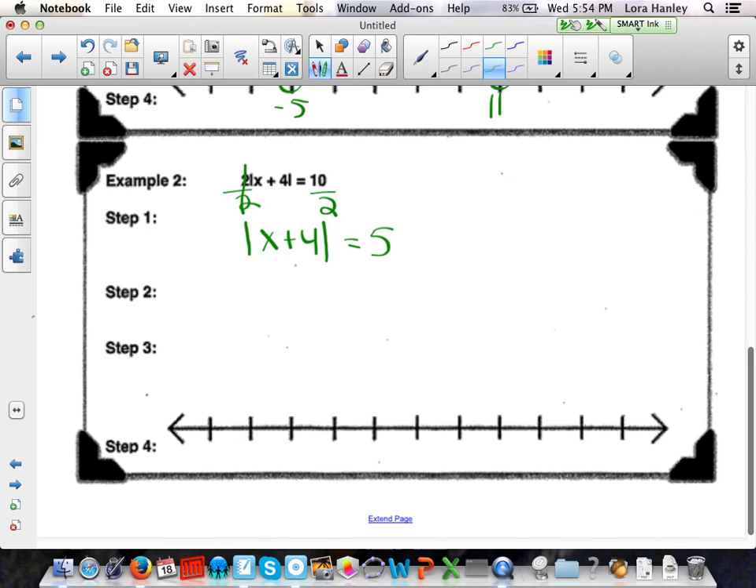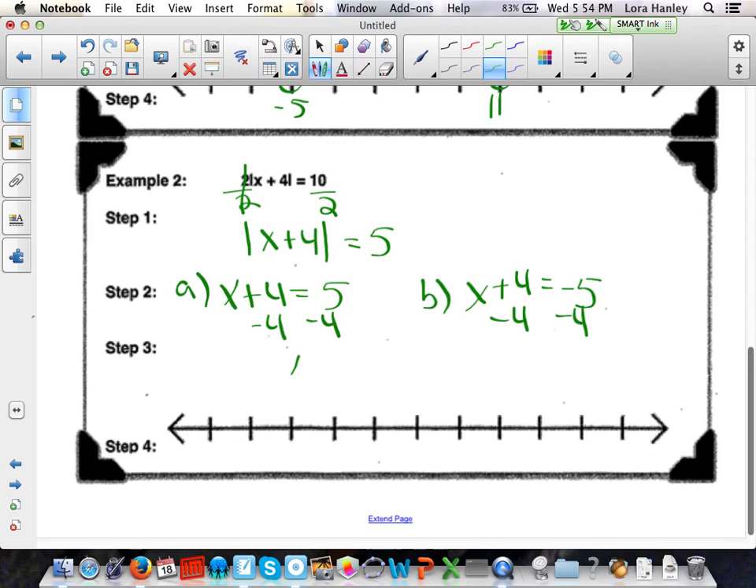Next, we have to create two equations. So x plus 4, this would be my A, is equal to positive 5. For B, x plus 4 would be equal to negative 5. Steps to solving them both are the same, so take away 4. Here we have x equals 1 and x equals negative 9.